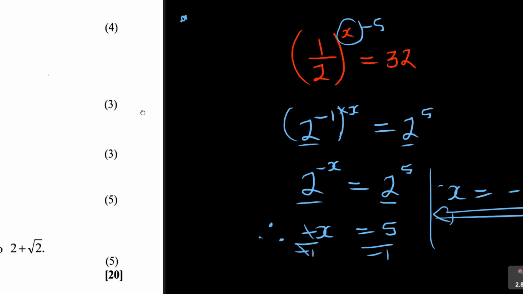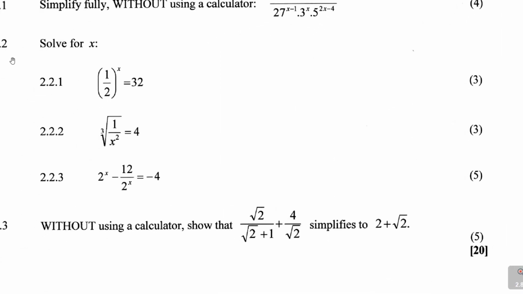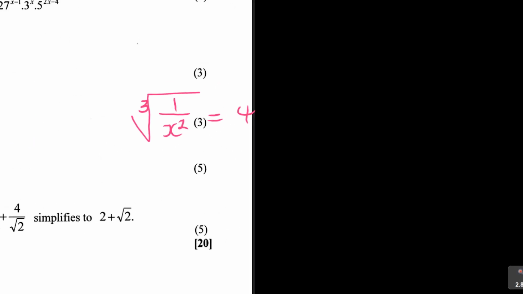There is another one. So let's clean up the space again so that we can do the next one. The next question, 2.2.2 here, it says cube root of 1 over x squared, and the answer is 4. Okay, let's see where this thing will take us. Interesting.